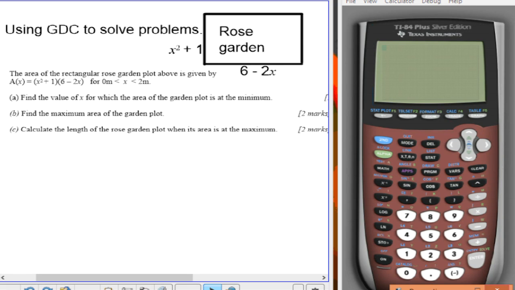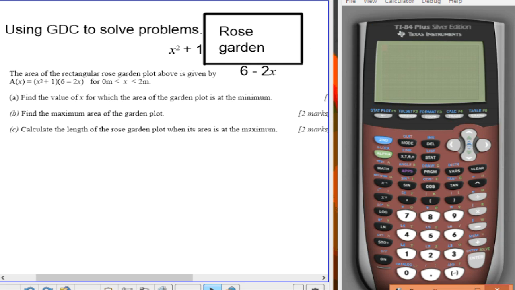Say the area of this rectangular rose garden has this particular dimension, and the measurement is written in meters. X is larger than 0 but less than 2 meters. Find the value of x for which the area of the garden plot is at the minimum. Now, obviously, you can use calculus to solve this, but this problem can be solved without calculus by just using your calculator.